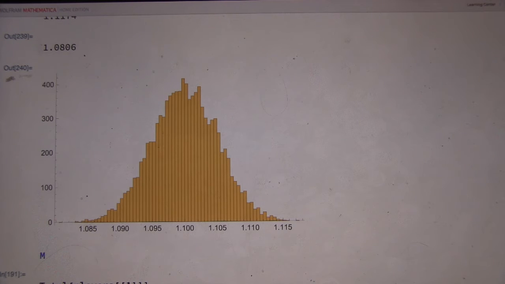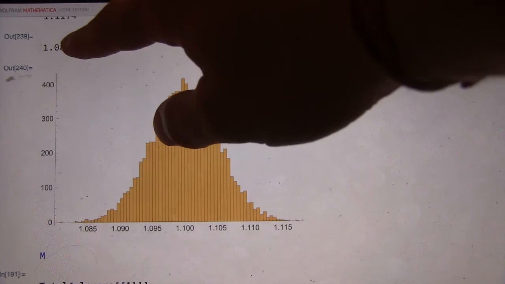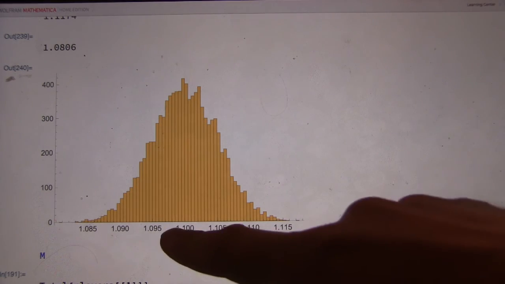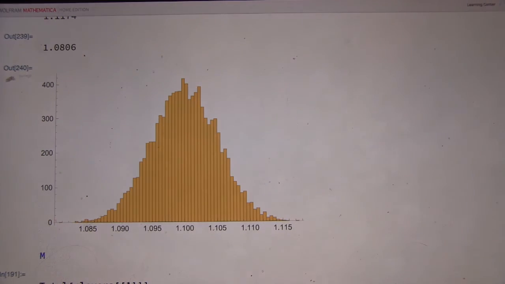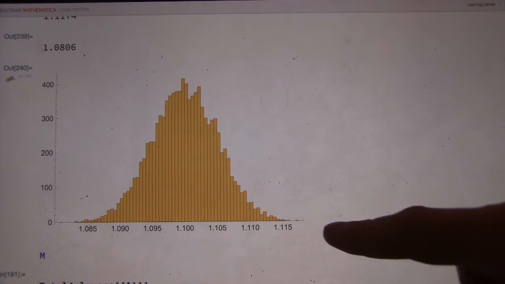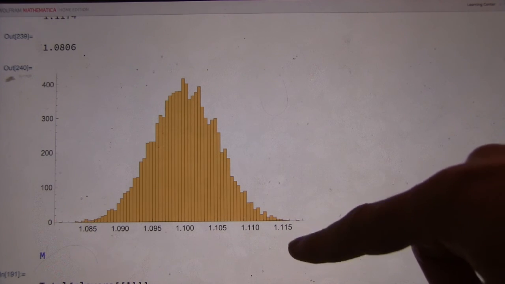I think all the people started with 1. I think they all gained money. Yeah, actually, it might still be on the screen here. This is the minimum. 1.08 was the minimum. So of the 10,000 trials where I did this, the smallest amount of money anybody made was $80,000. But correspondingly, the most anybody made was probably about 120,000.